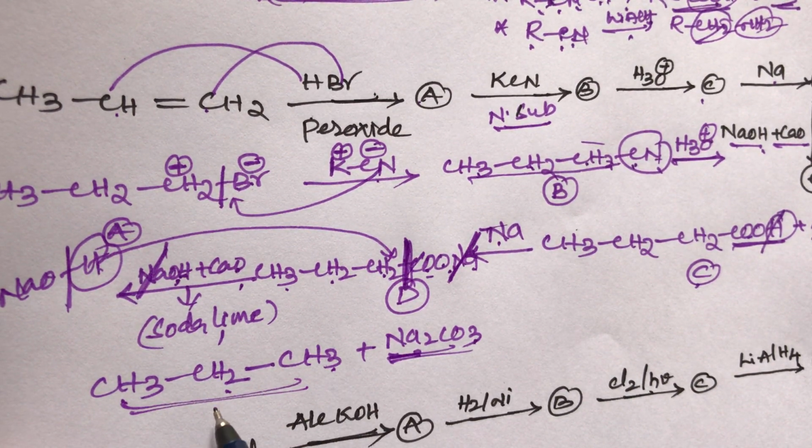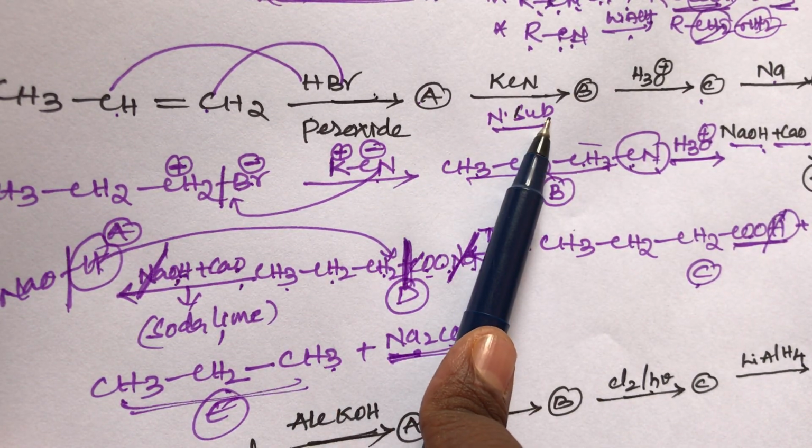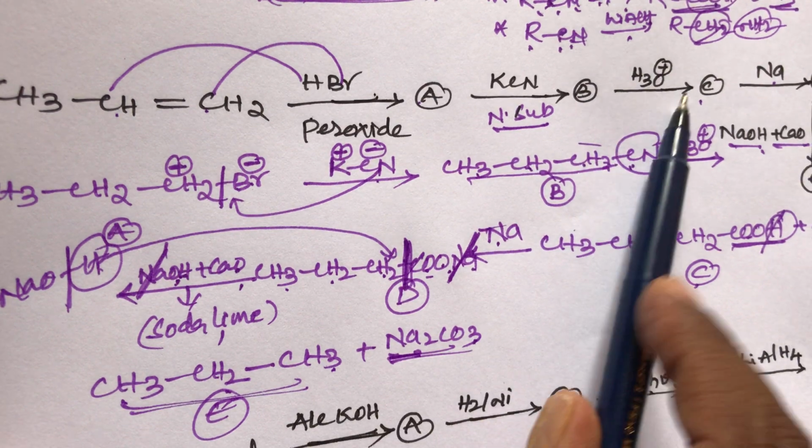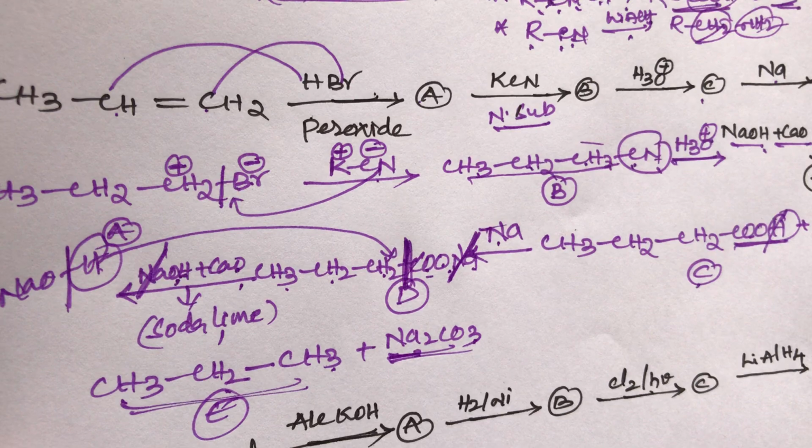This is the E compound, student, this is the final product. This is a simple trick for conversion, student. First step is free radical addition, second step is nucleophilic substitution, third step is hydrolysis, fourth step is substitution again, and fifth step is decarboxylation. This is a simple trick, student.